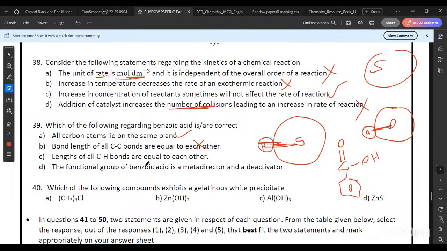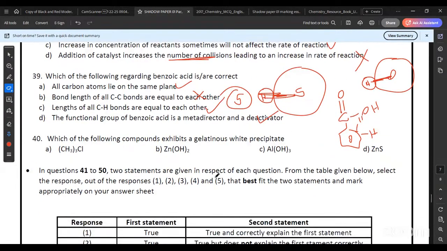Lengths of all carbon-hydrogen bonds are equal to each other. Yes, those are correct. All are sp2 hybridized carbons, so that is correct. The functional group of benzoic acid is a meta-director and deactivator. That is correct. So this is 5.